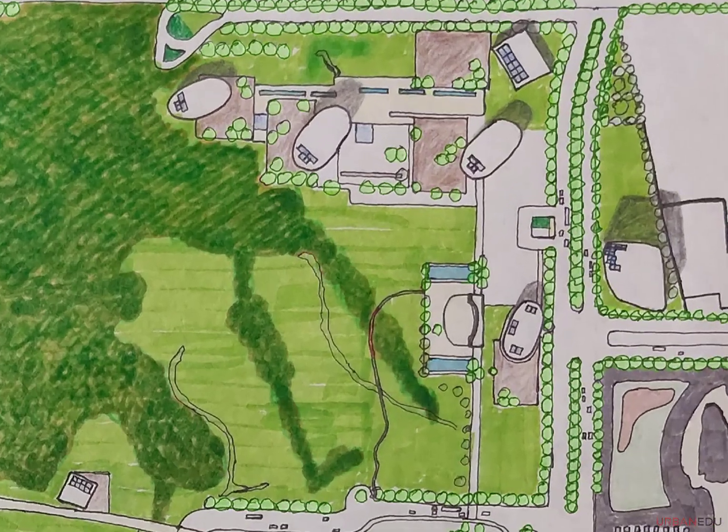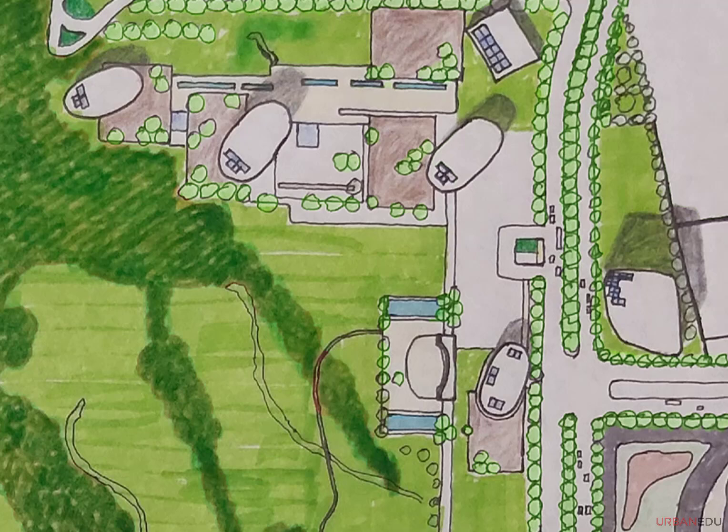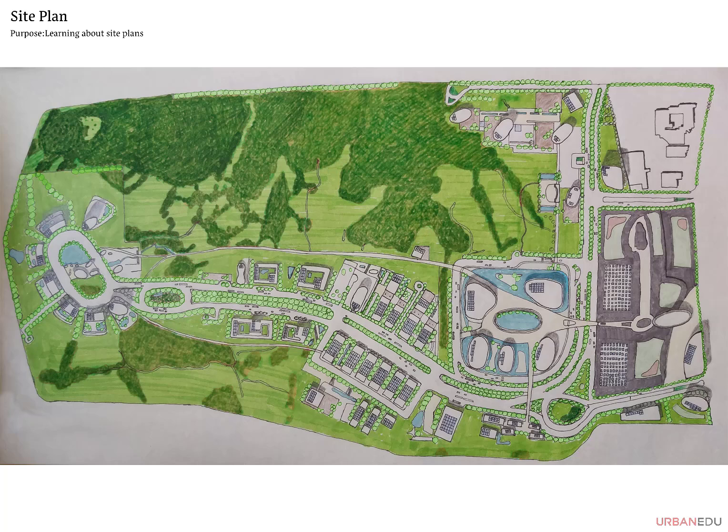For example, the shadows. Shadows must be done at the end of your work. If you try to draw them first, then the colors that you will use on your map will ruin your shadows. And the second thing that really matters in drawing site plans is the colors. You must really put your focus on the colors, because they will give your audience a lot of information.